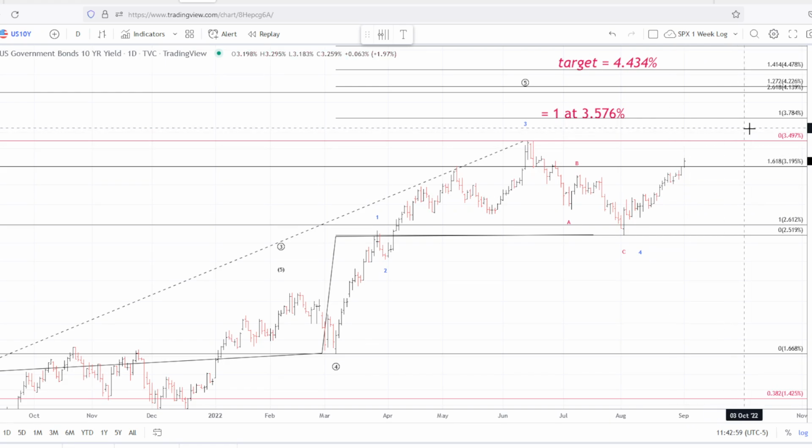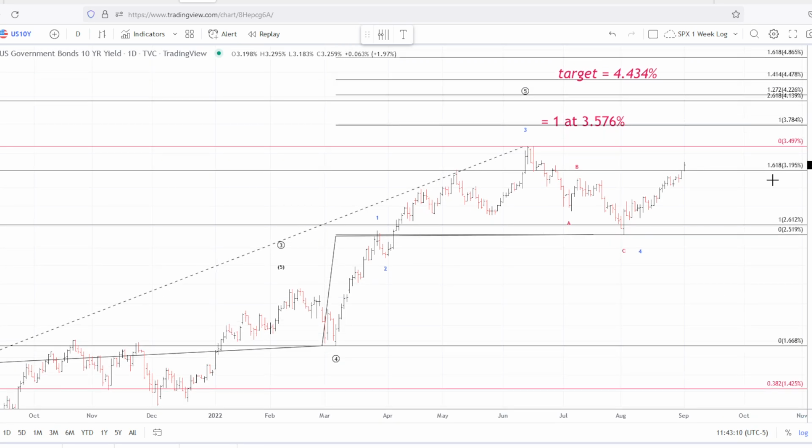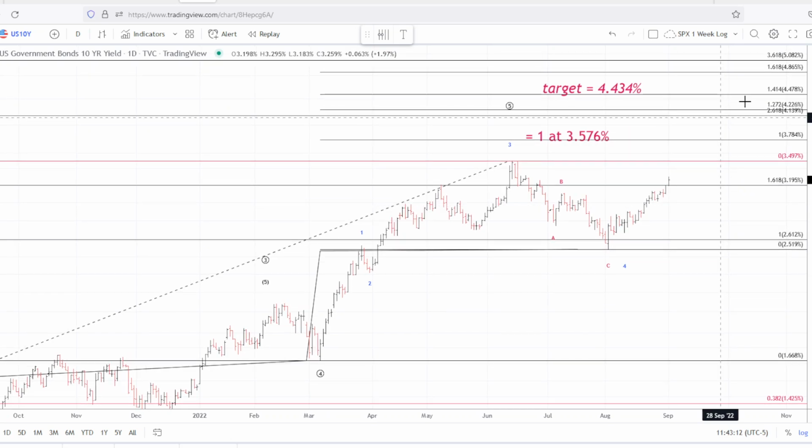We got a 3.784 all the way up to a 4.478. I think there's even a 1.618 above that. There we go. I'm sorry, a 4.865. I'll just read them off to you. We've got a 3.784, a 4.226, a 4.478 and a 4.865 for that fifth wave.